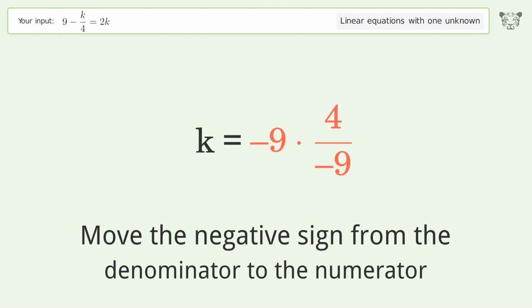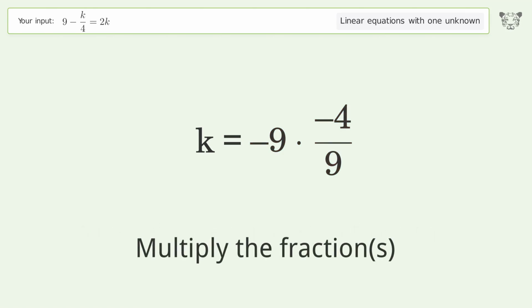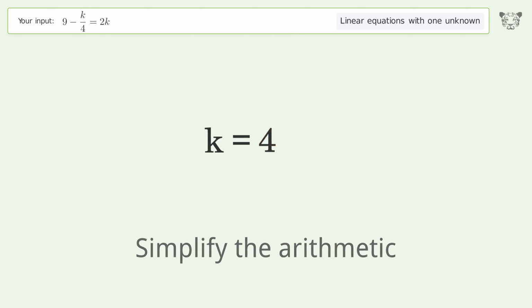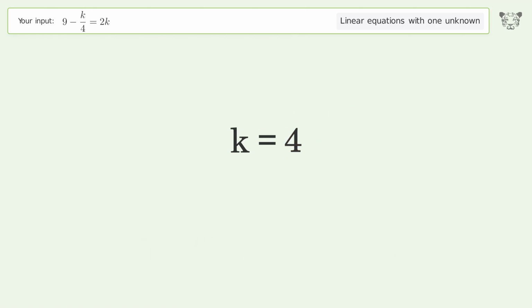Move the negative sign from the denominator to the numerator. Multiply the fractions. Simplify the arithmetic. And so the final result is k equals 4.